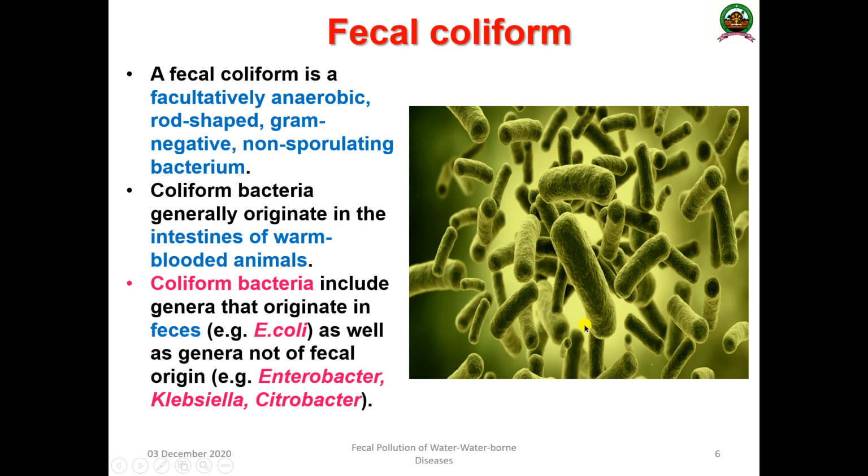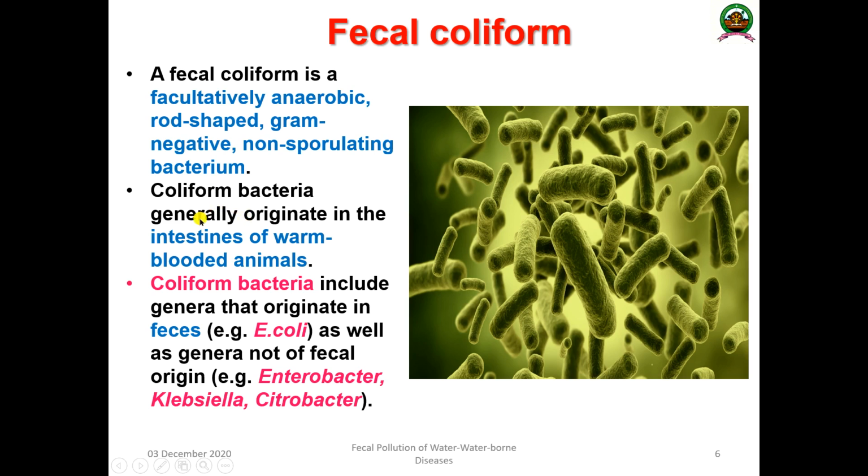What is non-sporulating? Whenever bacteria don't have adequate food for their growth, they change into a dormant, resistant form called a spore. This coliform is not able to produce a spore. They are non-sporulating bacteria. This is very, very important. So a fecal coliform is a facultative anaerobic, rod-shaped, gram-negative, non-sporulating bacterium.